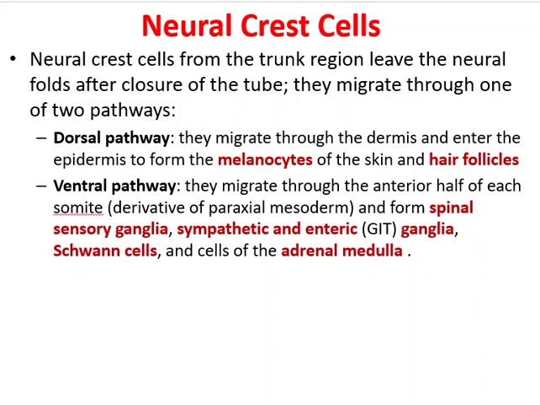If they migrate via the dorsal pathway, they migrate through the dermis and enter the epidermis and form melanocytes of the skin and hair follicles. If they migrate in the ventral pathway, they migrate through the half of each somite, and the somite is a derivative of paraxial mesoderm. Then the ventral pathway of neural crest forms the spinal sensory ganglia, sympathetic and enteric ganglia, Schwann cells, and adrenal medulla.